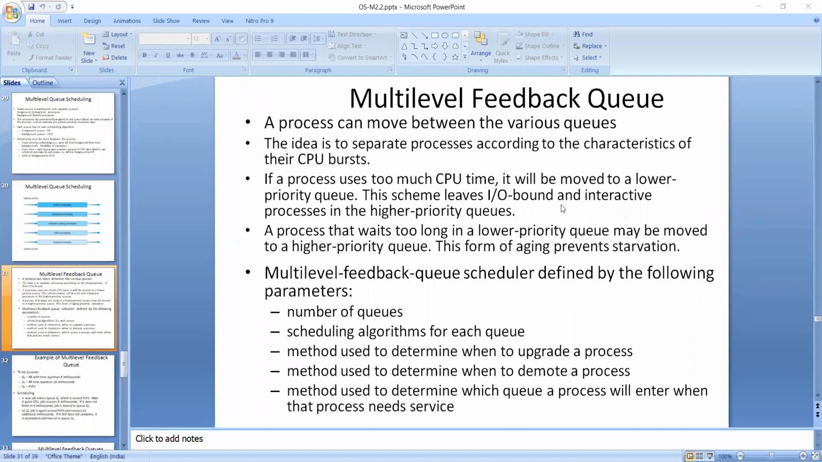A process that waits too long in a lower priority queue may be moved to a higher priority queue. After waiting for a long time in the lower priority queue, the process may be moved to the higher priority queue. By what technique do we move from the lower priority queue to the higher priority queue? That is the aging technique. Using the aging technique, after waiting for some particular amount of time, the process priority will be increased.